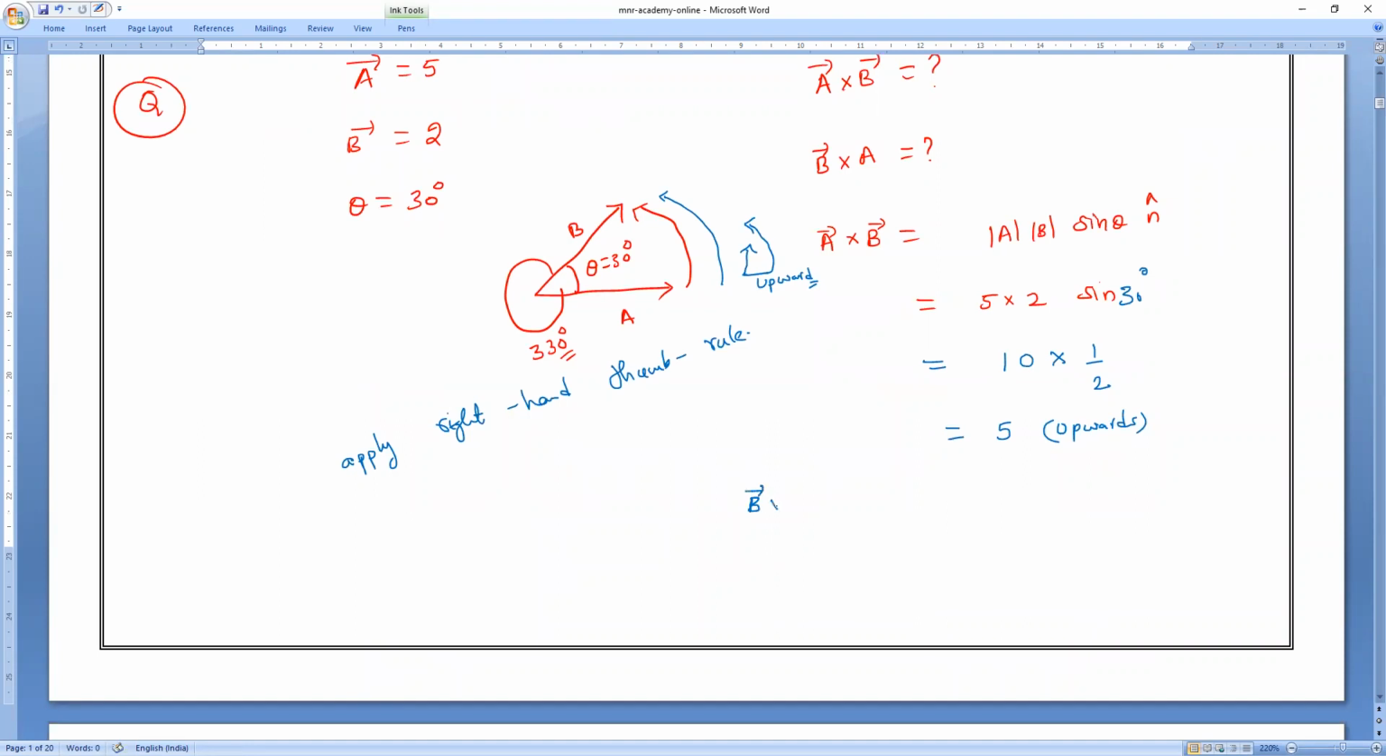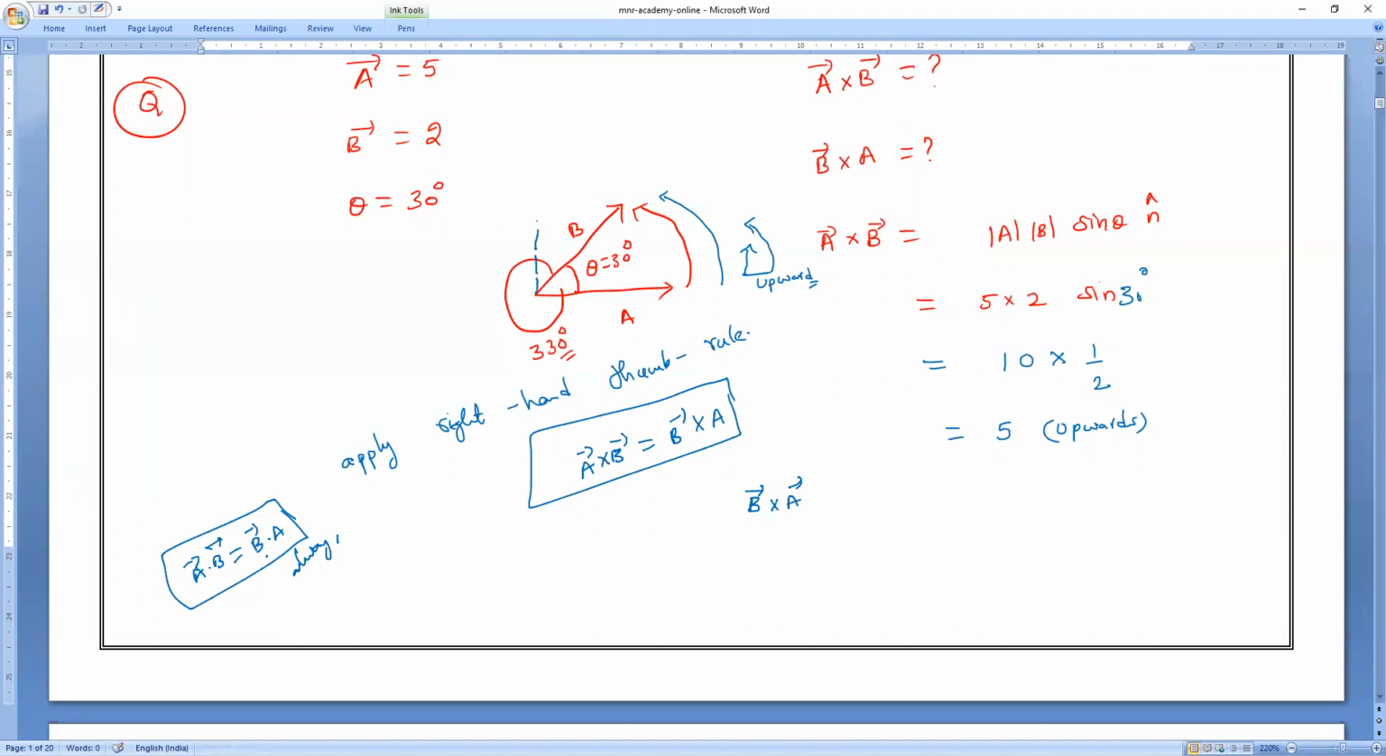Next, B to A. For the dot product, A dot B is equal to B dot A, which is always true. But here we have to prove whether A cross B is equal to B cross A, either true or not. Shall we prove it now? So A cross B is acting upwards, meaning the direction is upward. Is it right or wrong?